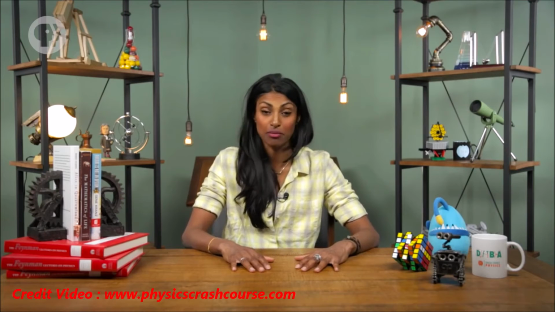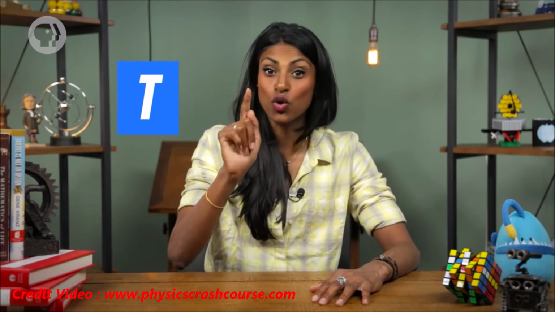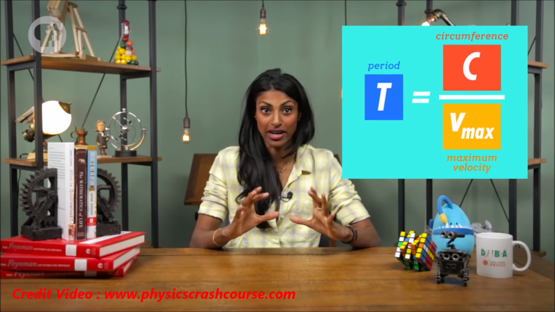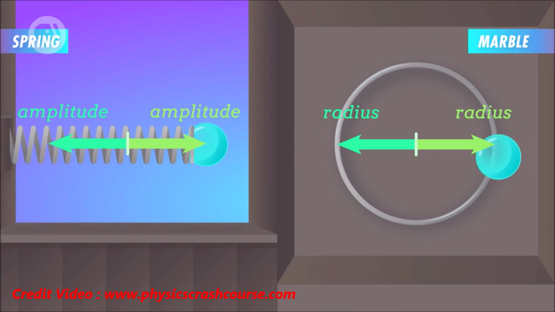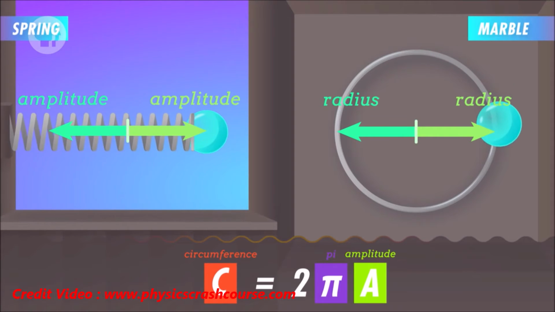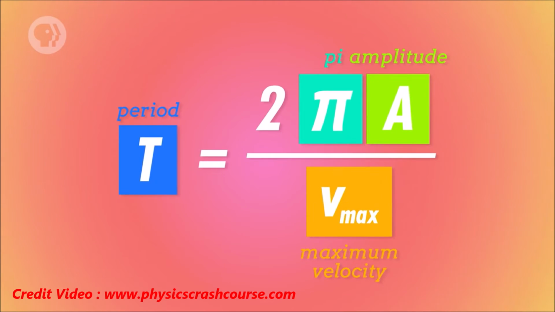So let's recall what we know about uniform circular motion to see what it can tell us about simple harmonic motion. We know that the time it takes for the marble to move around the ring once is called the period. We also know that the period will be equal to the circumference of the ring divided by the marble's speed. And the radius of the circle is the same as the ball's amplitude on the spring. So its circumference will be equal to 2 times pi times the amplitude. This means that the period will be equal to 2 times pi times the amplitude divided by the marble's speed, which again is the same as the ball's maximum speed as it moves on the spring.